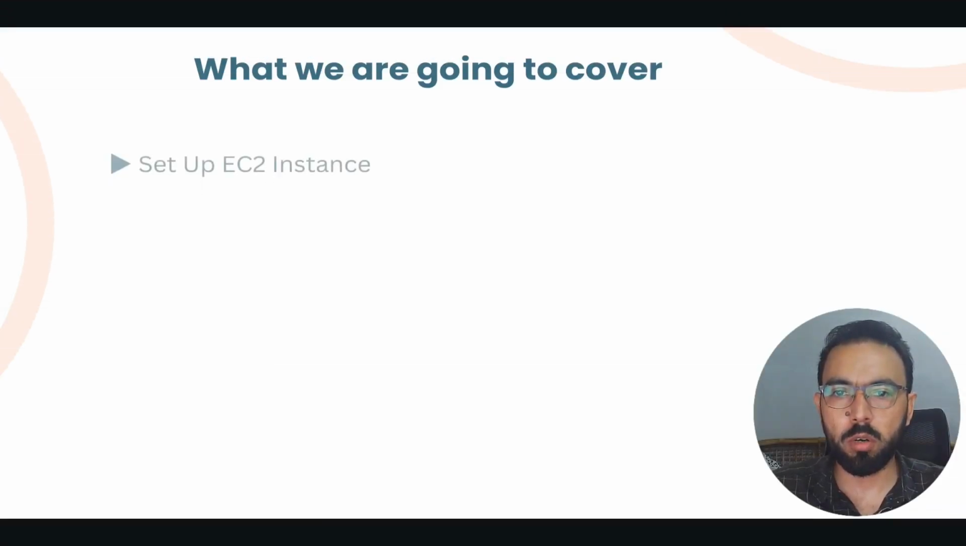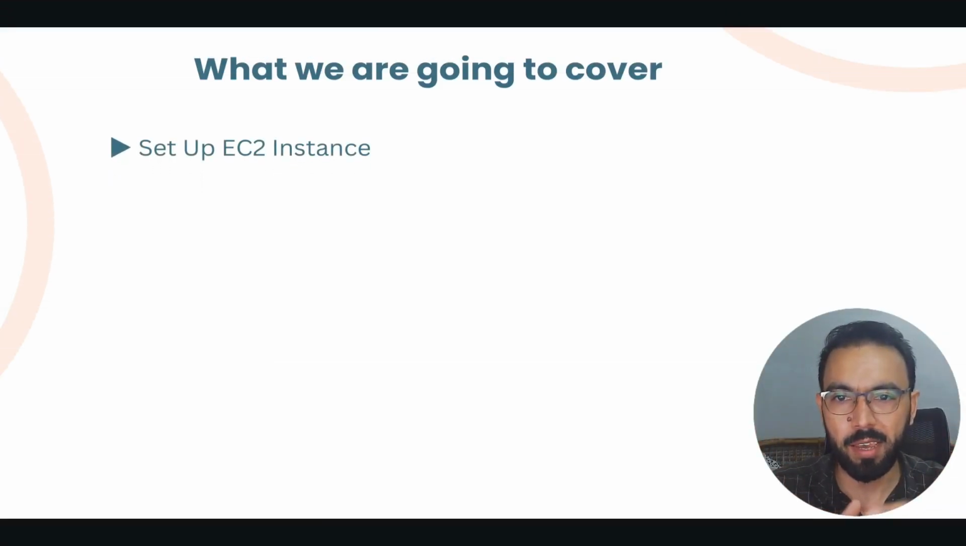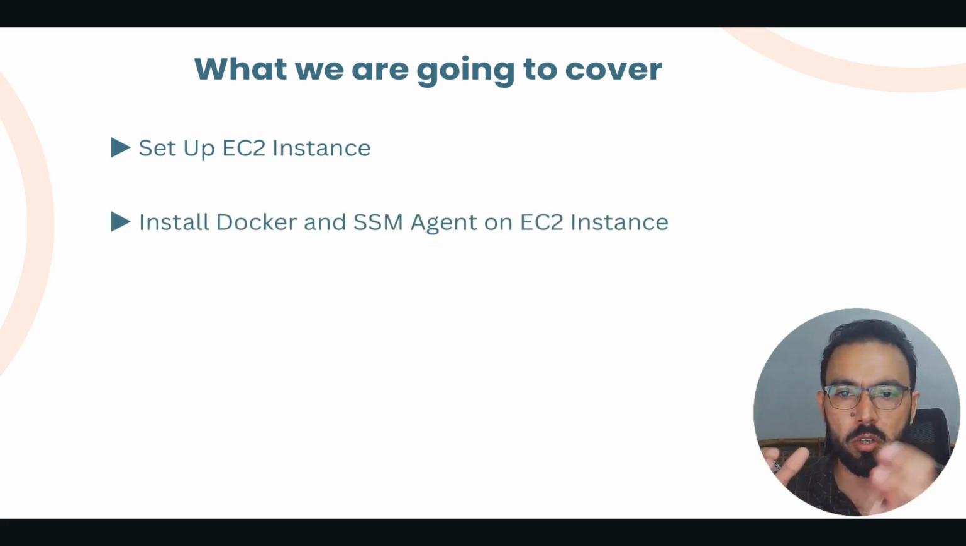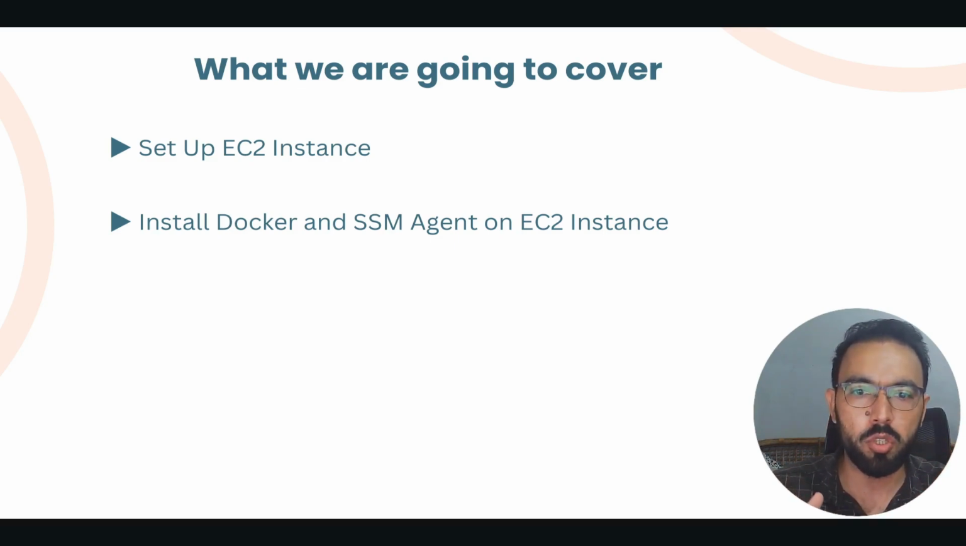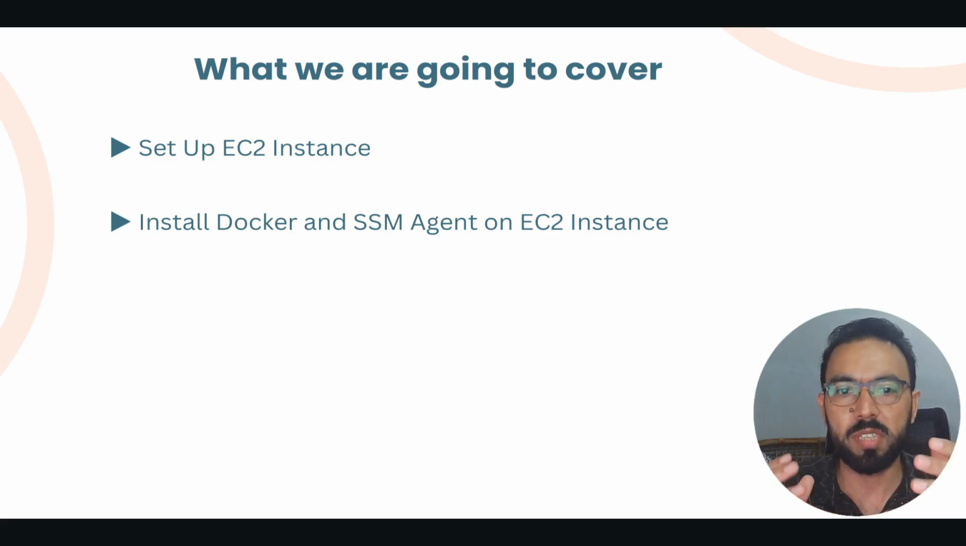What we are going to cover in this video: first, we will set up an EC2 instance on the AWS dashboard. Then we will install Docker. Since we will be pushing a Dockerized Next.js app, we need to install Docker on AWS EC2. We will not use manual login through SSH to the AWS EC2 instance, but instead we will use SSM Agent. So we will also install SSM Agent on AWS EC2.